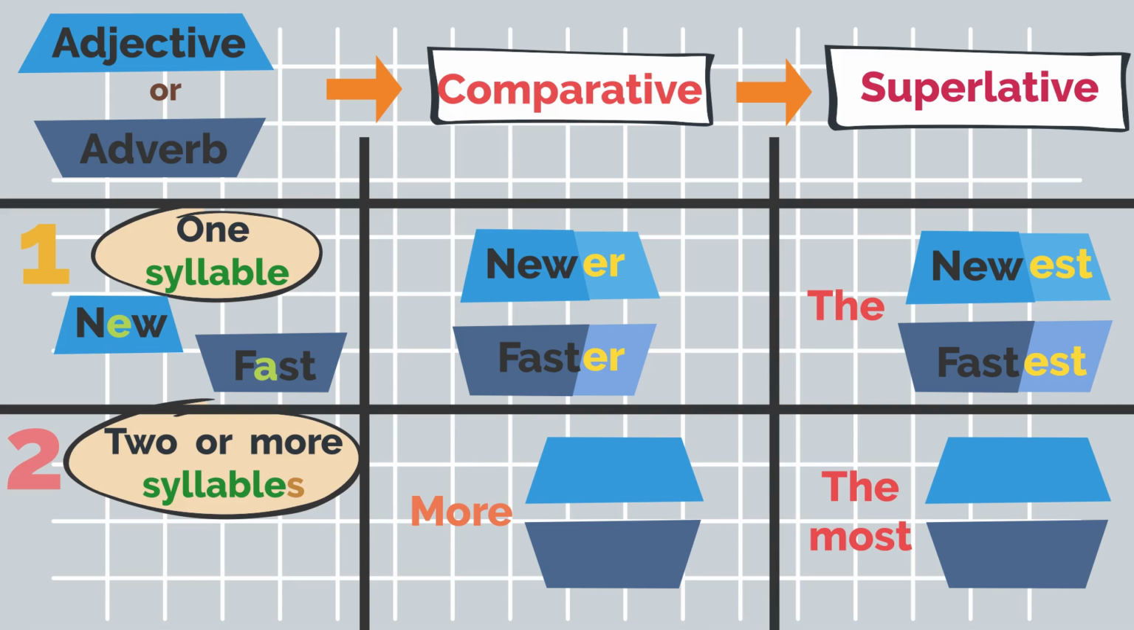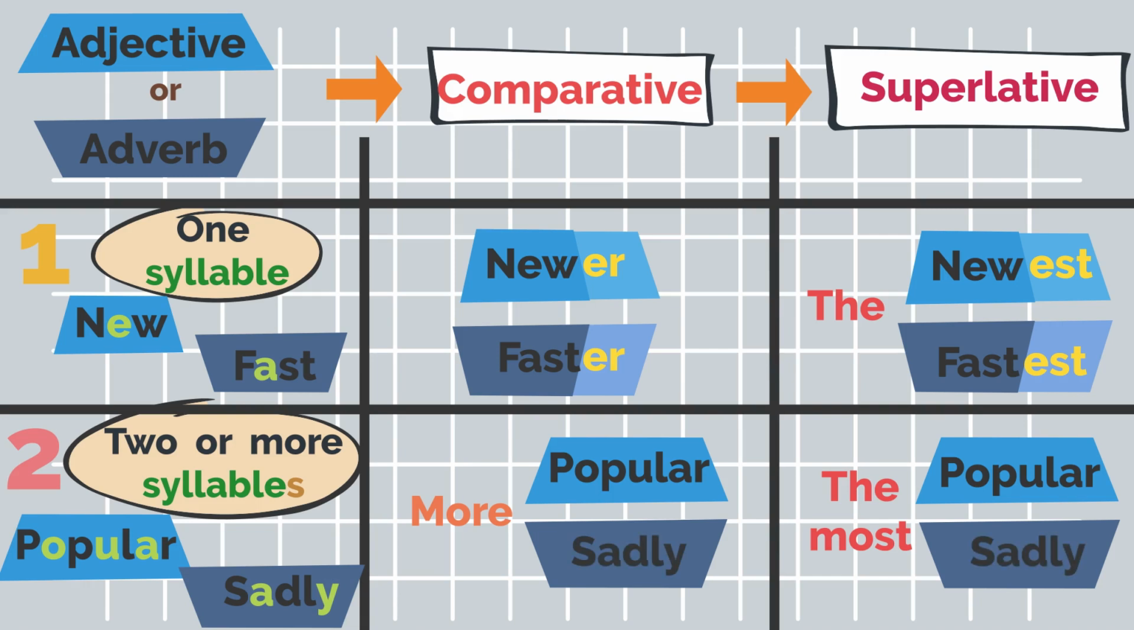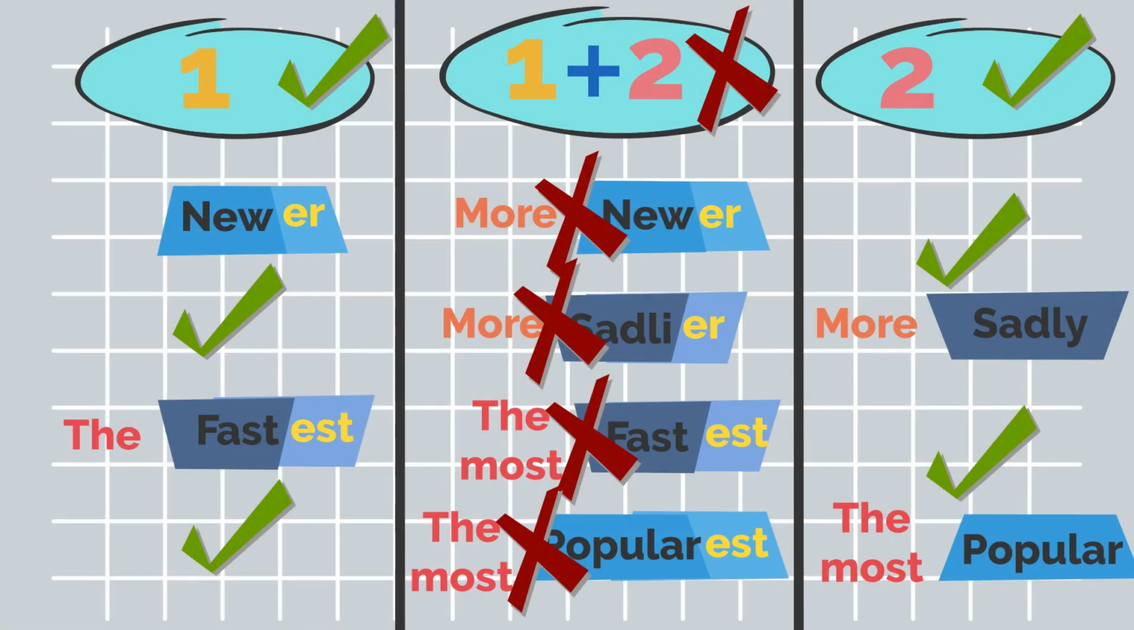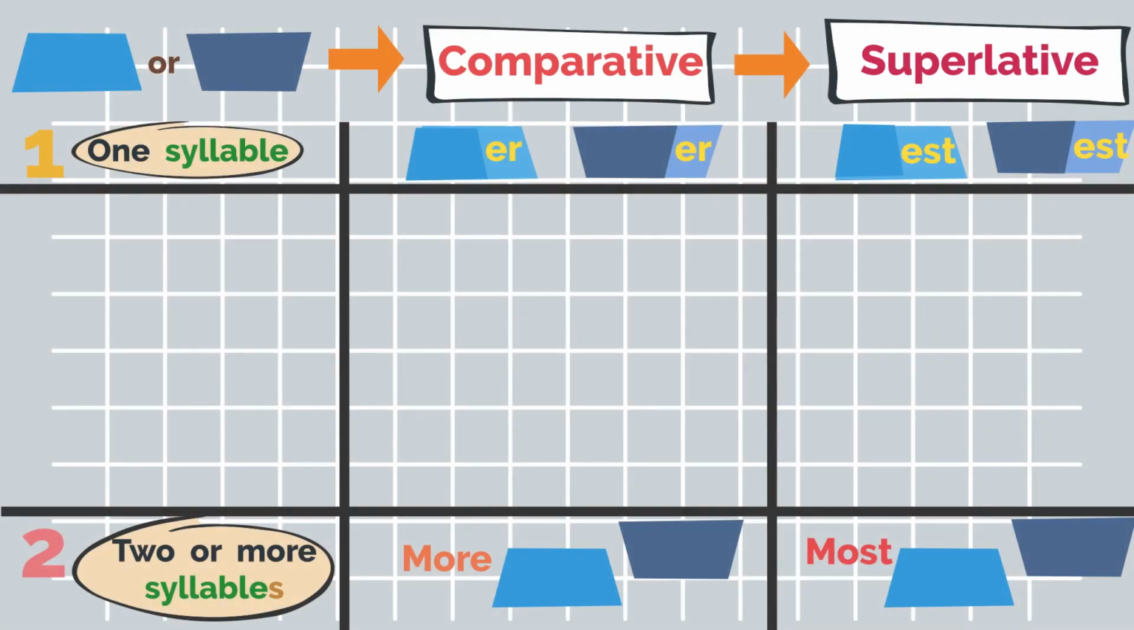If the adjective or adverb has two or more syllables, the forms are: popular, more popular, the most popular. Sadly, more sadly, the most sadly. Never mix these two ways to form the comparative or the superlative. So, we have two basic rules. But there are a few exceptions.